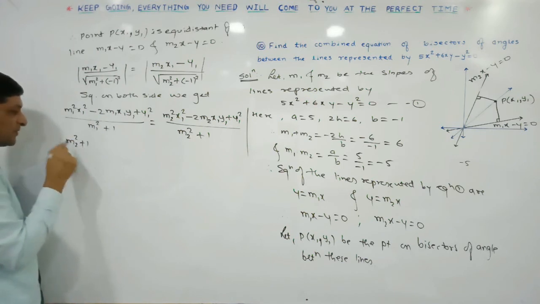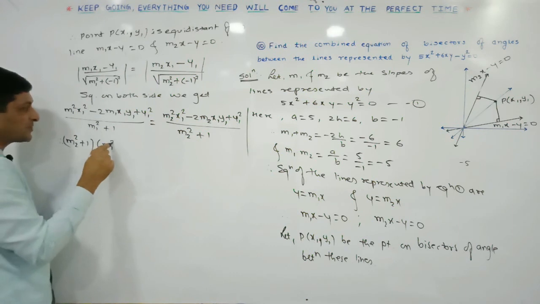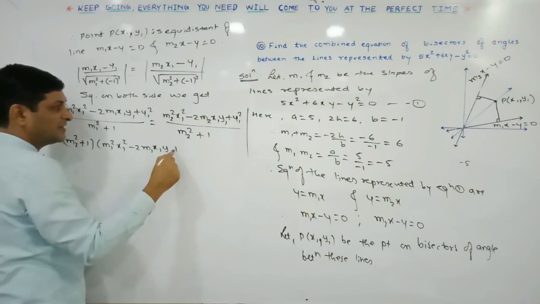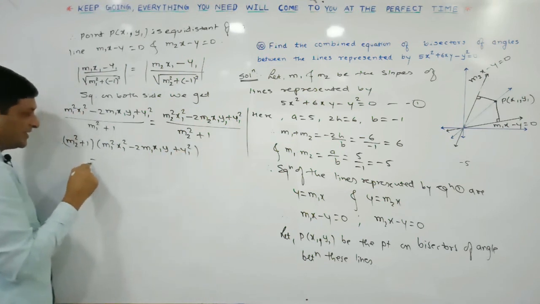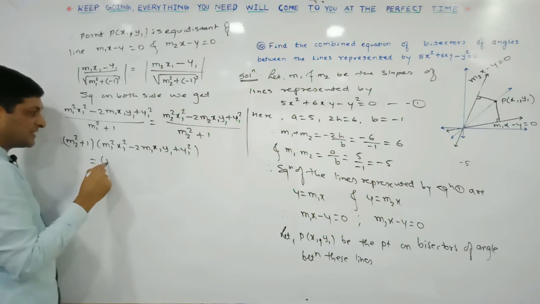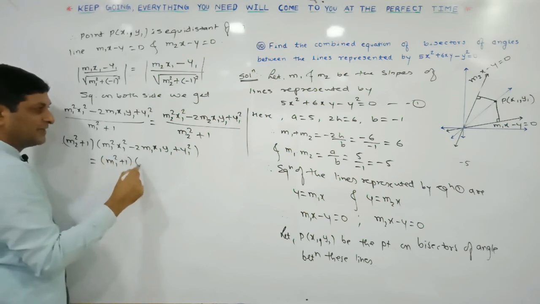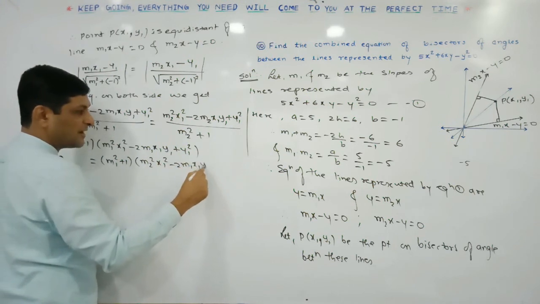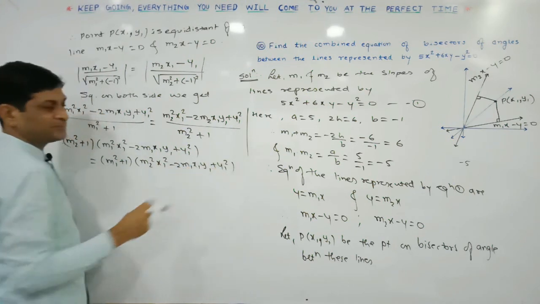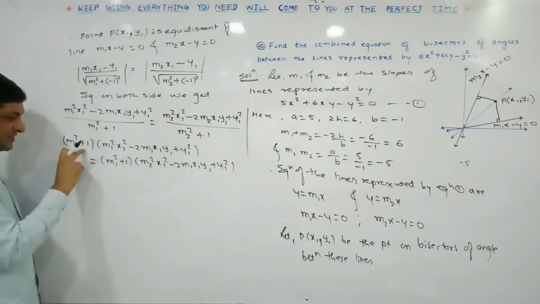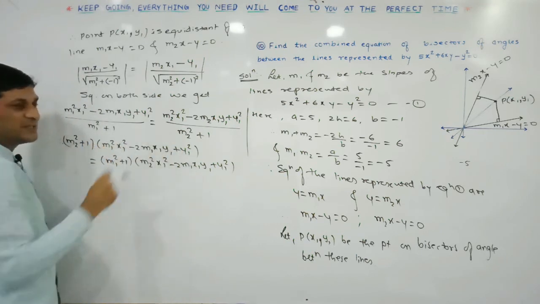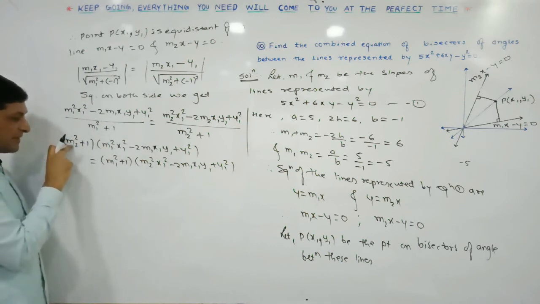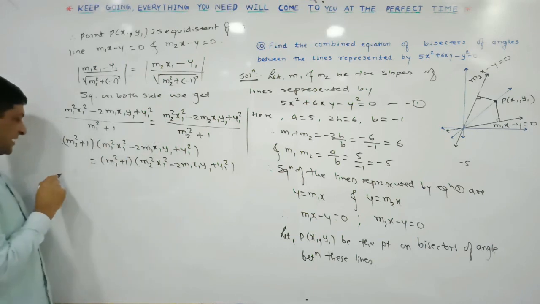m2 square plus 1 into m1 square x1 square minus 2 m1 x1 y1 plus y1 square is equal to, and this term will get multiplied on this side. So m1 square plus 1 into m2 square x1 square minus 2 m2 x1 y1 plus y1 square. Now I am multiplying this term to all the terms in this bracket, meaning we are taking the multiplication of these two brackets. So simply first we are multiplying m2 square to all these three terms. Let us see what we'll get.